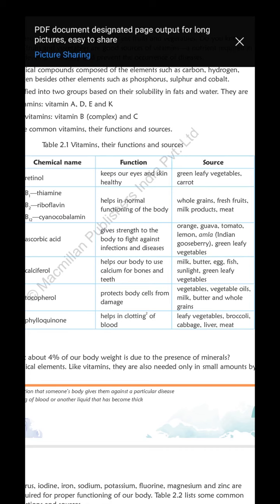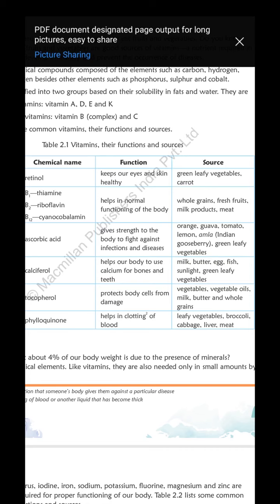And vitamin B we can observe in whole grains and fresh fruits. We are getting vitamin B from them. And what is the function? Normal functioning of the body. For normal functioning of the body, we need vitamin B. This table you have to read well, Nana. Then you will get all the points. Whole grains, fresh fruits.